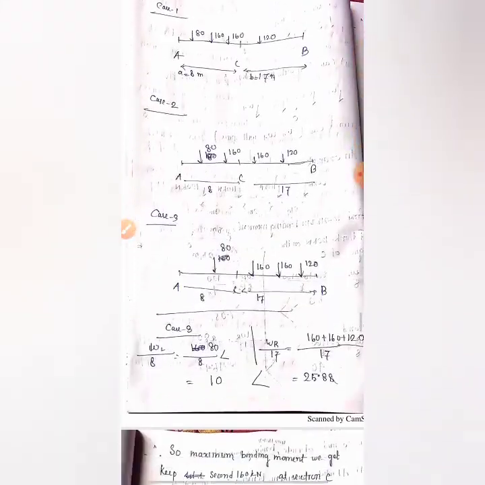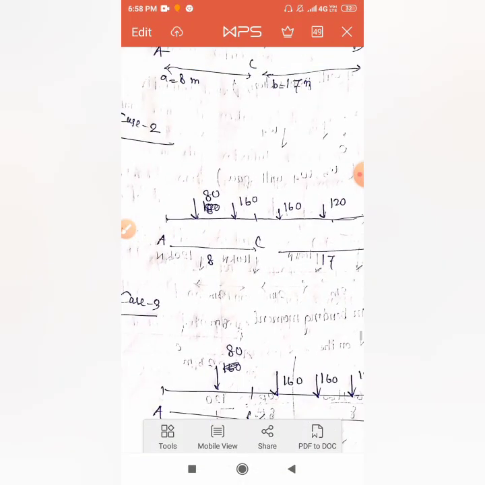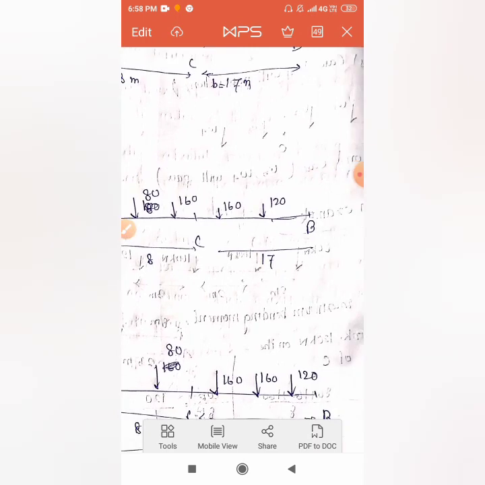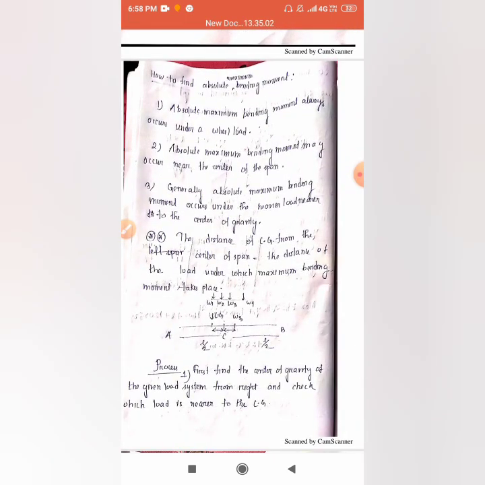Here it is a section. Suppose AB is a simply supported beam. We'll find the center of this span, and we have to follow this rule. What is the rule? The distance of the center of gravity from the center of span is equal to the distance of the load under which bending moment will occur. We have to know at which load the maximum absolute bending moment will occur and at which location we will place it.